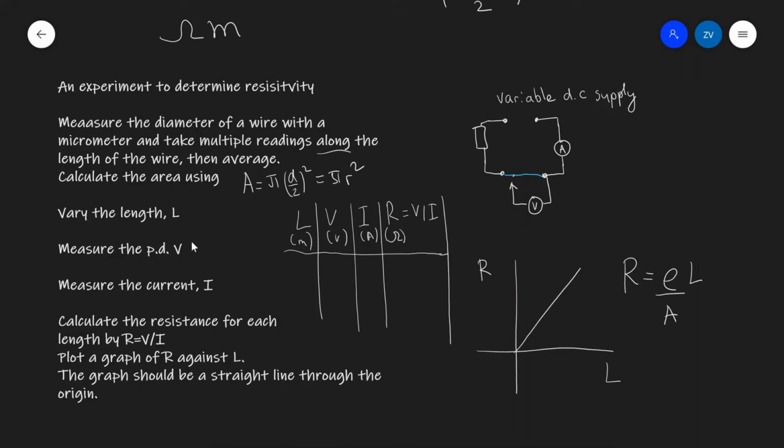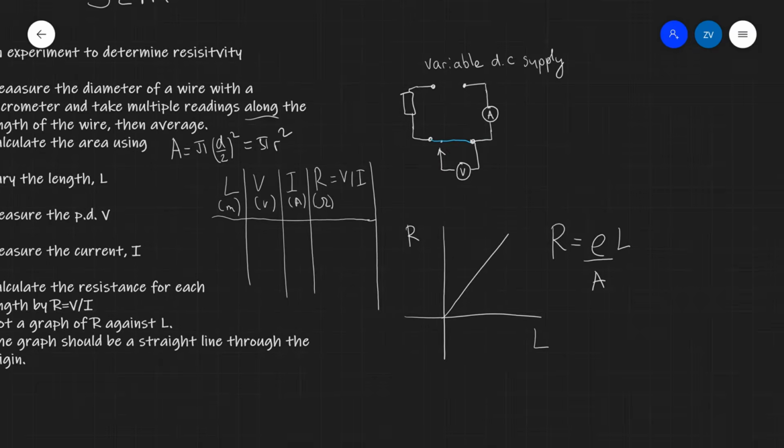What we're going to do is vary the length L essentially by moving this wire across and taking the reading at a different length. And then we're going to be measuring the PD and the current with the voltmeter and the ammeter. We're going to calculate the resistance for each length, and we're going to be populating this table because R is equal to V over I, so we'll be able to calculate it at each point. We're going to plot a graph of R against L. Because of our equation, if this equation is true, the graph is going to be a straight line through the origin. This will allow us to calculate the resistivity because y is equal to mx plus c.